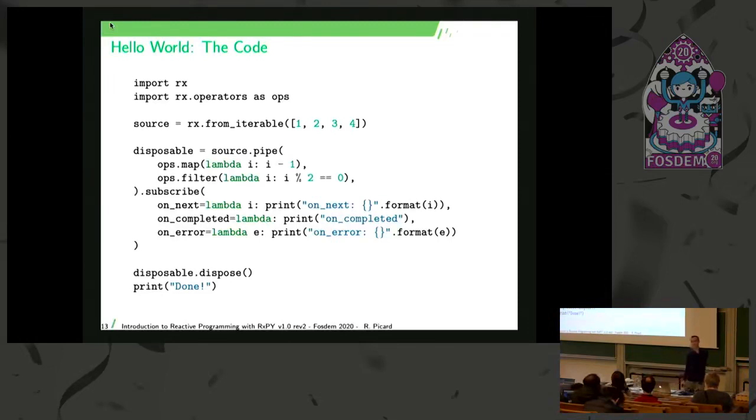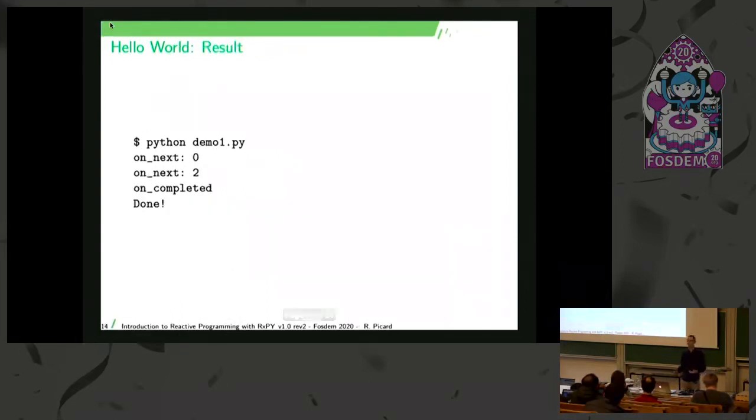Then item 2 is emitted. 2 minus 1 is 1. 1 is not an even value, so it will be dropped, and nothing will be printed. Then 3 is emitted. 3 minus 1 is 2. 2 is an even value, so 2 will be printed. And 4 is emitted. 4 minus 1 is 3. 3 is not an even value, so it will also be dropped. So you've got this at the end.